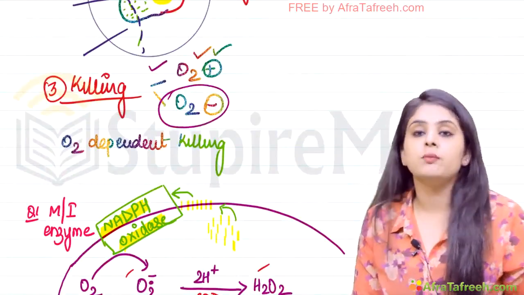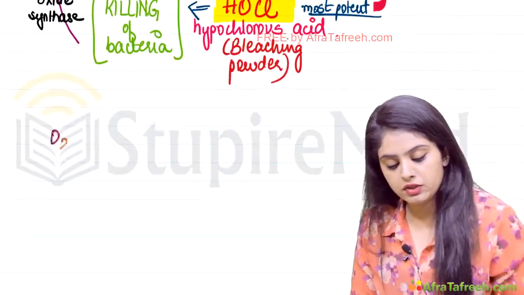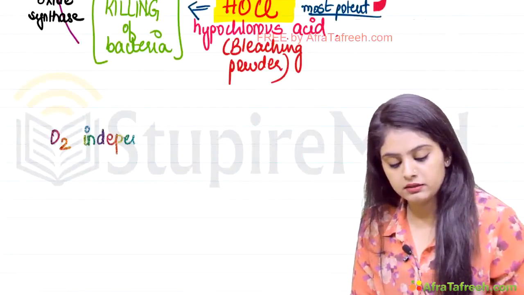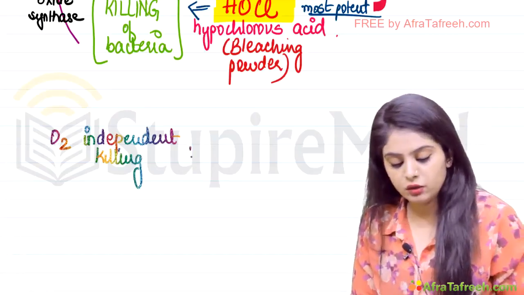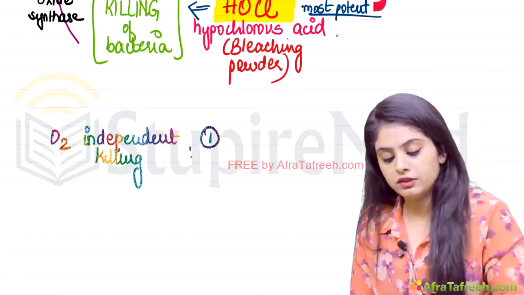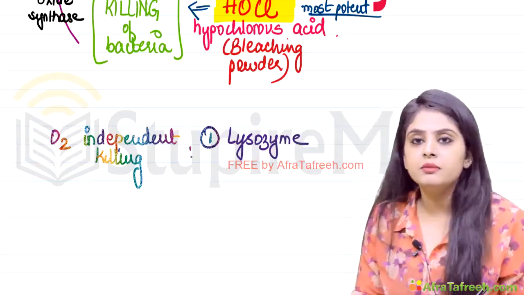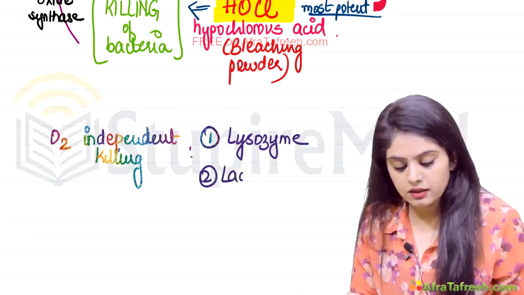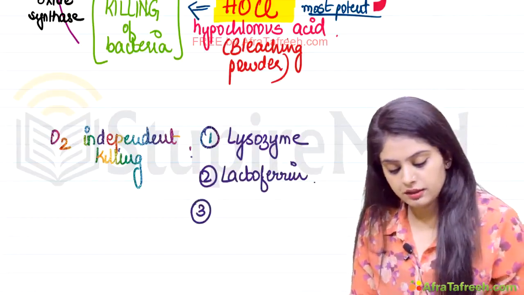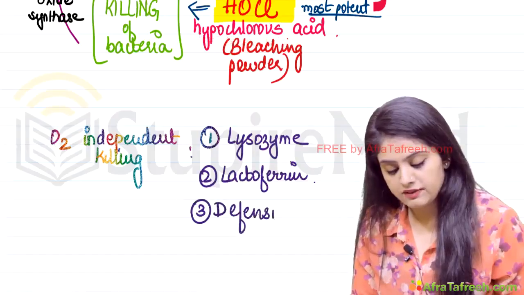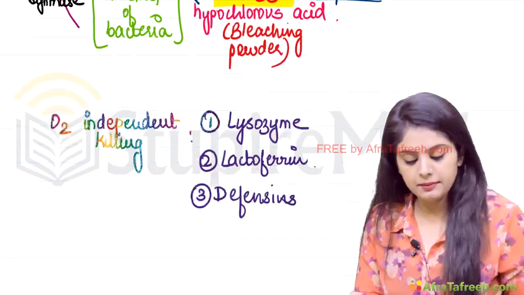We are left with one more form, that is oxygen independent killing. So what do you have to understand about oxygen independent killing? Remember, this is not as elaborate. It is because of certain molecules like lysozyme, the lysosomal enzymes, lactoferrin, and something known as defensins. The way I remember it is defense mechanism, our body is going to defend us, so defensins will help in killing.